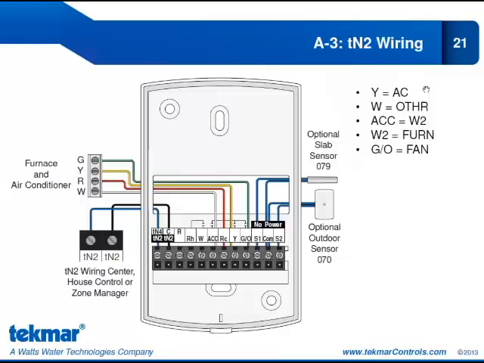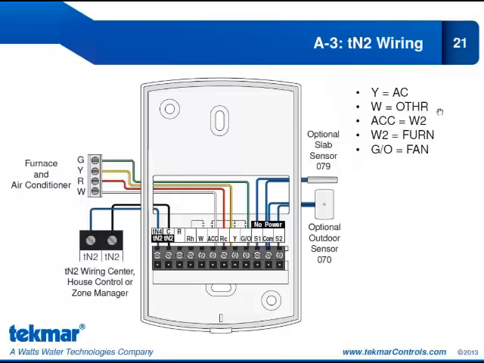Y will be configured for air conditioner. W is set to other. The reason it's set to other is because we're showing you the use of a wiring center for the radiant floor. If we were showing you a house control, then you would set it up for HRF1 or HRF2. But when you connect it to a wiring center, you lose that option. So you will set it to other.